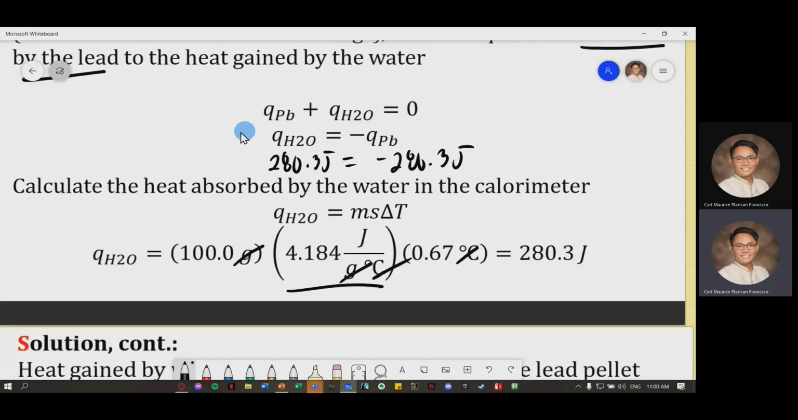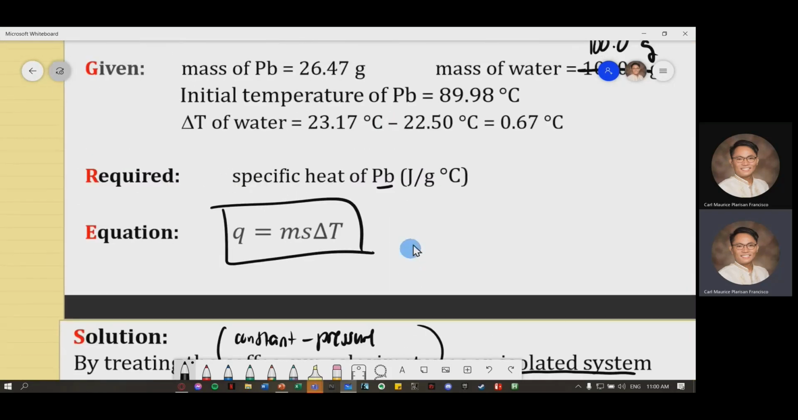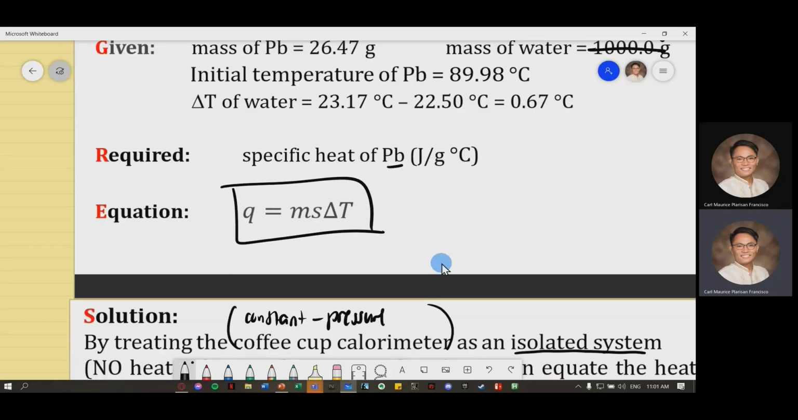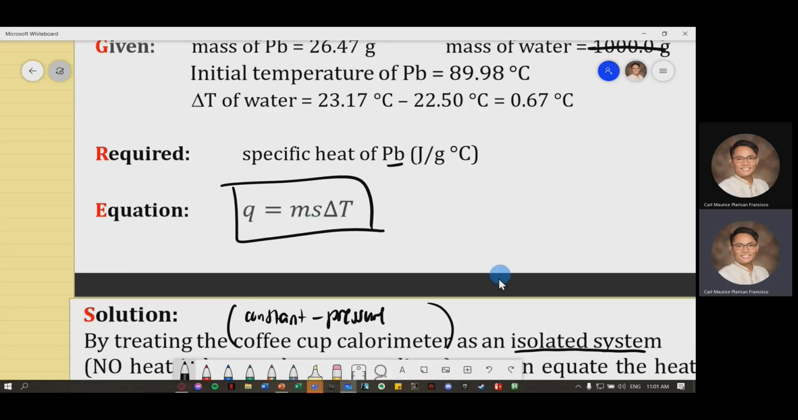Sorry about this one. Earlier, I mentioned that Q is specific heat. Sorry, Q is heat. S is specific heat. I retract that, I'm sorry about that. Q is heat. So the main equation is heat is equal to ms change in T.